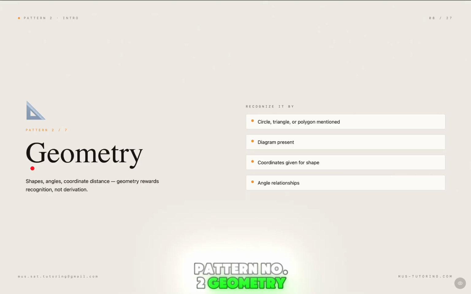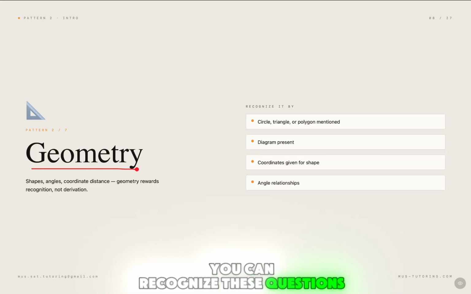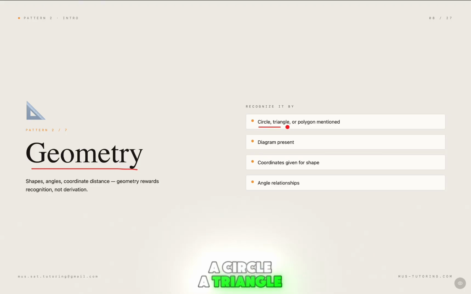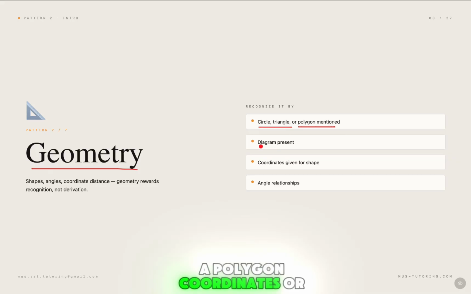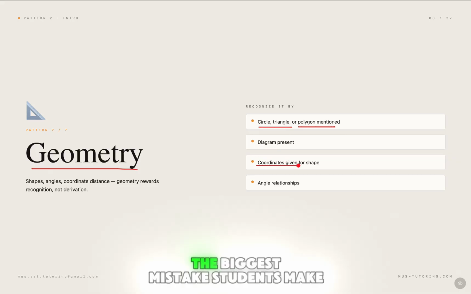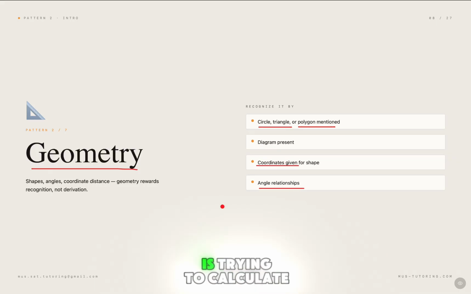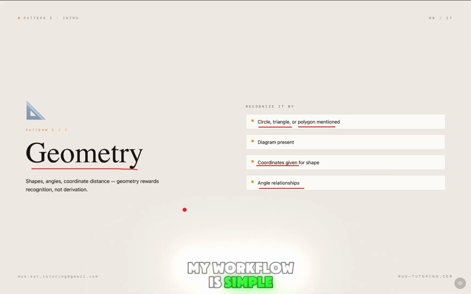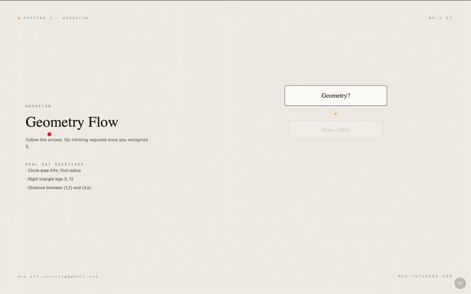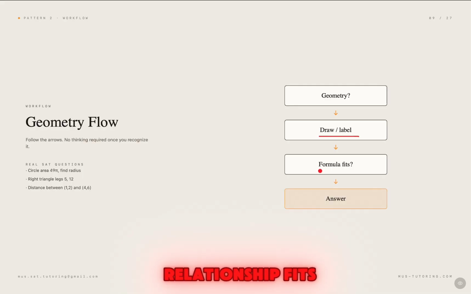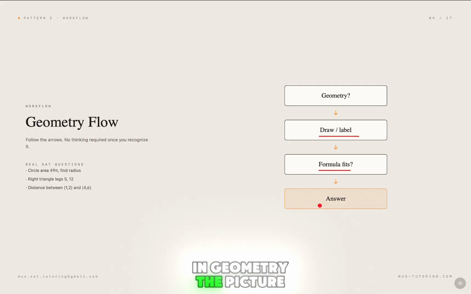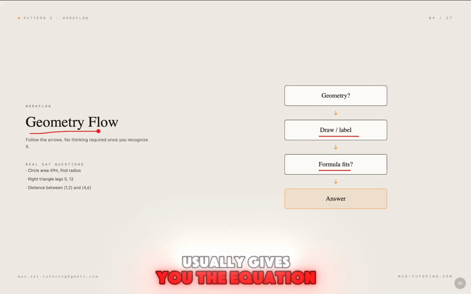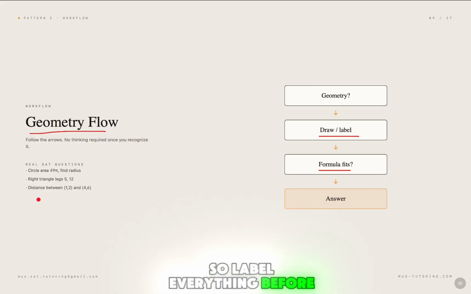Pattern number 2, geometry. You can recognize these questions almost instantly. A circle, a triangle, a polygon, coordinates, or angle relationships. The biggest mistake students make is trying to calculate before they understand the picture. My workflow is simple. Draw it, label everything, then ask which formula or relationship fits. In geometry, the picture usually gives you the equation, so label everything before you compute.